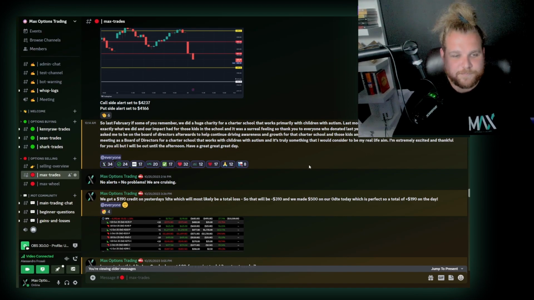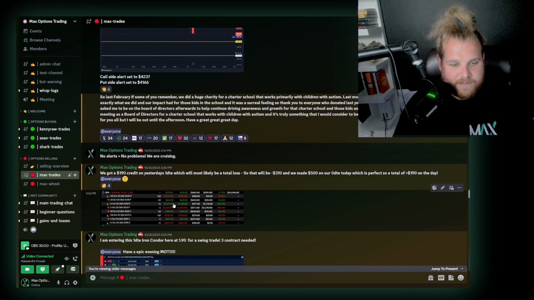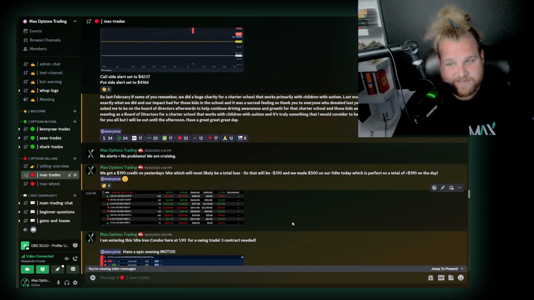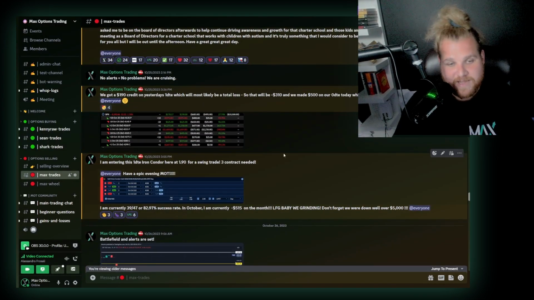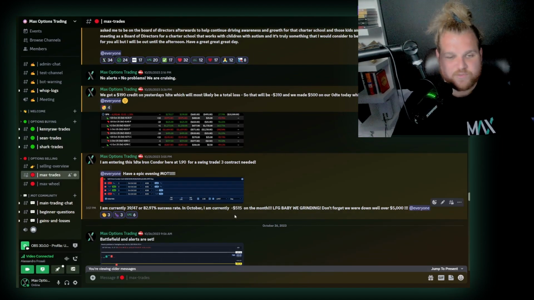We got $190 credit yesterday, no problems. It looks like we made $178 on the day. Hey, that's pretty damn good, $170 or $190, so I'm okay with it. Now we're sitting at an 82% success rate. We're at the 25th, and we're down $500 on the month. Don't forget, we were down over 5,000 at one point.